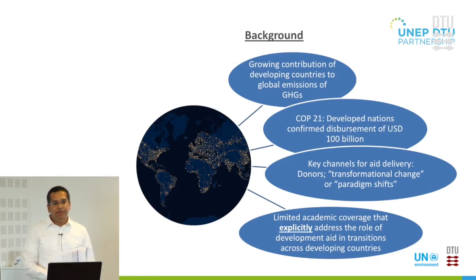Well, a short background to the piece of research. In view of the growing contributions of developing countries to global emissions of greenhouse gases, how such countries transition to a low-carbon development pathway is of crucial importance. And at the Paris Summit in 2015, developed nations confirmed their intention to disperse around $100 billion of climate funding every year. And aid and donors have been identified as a key channel through which these funds will be transferred. And more recently, eminent climate funding institutions have been adopting terms such as transformational change and paradigm shifts within their jargon. And this is an indication of the importance of addressing climate mitigation across the world in itself.